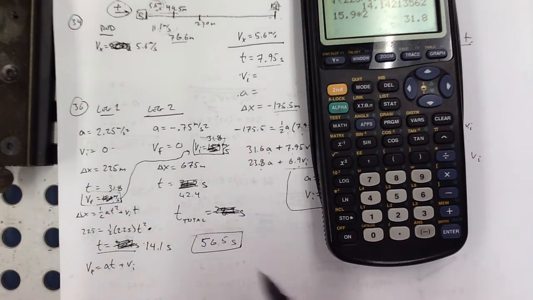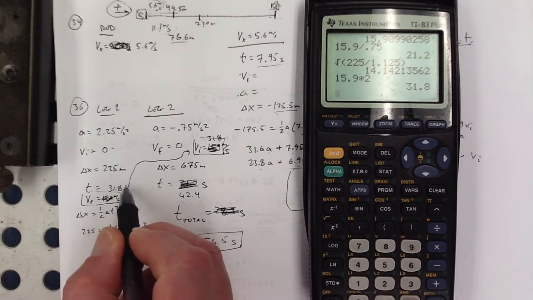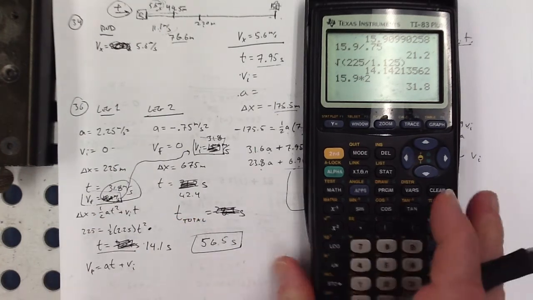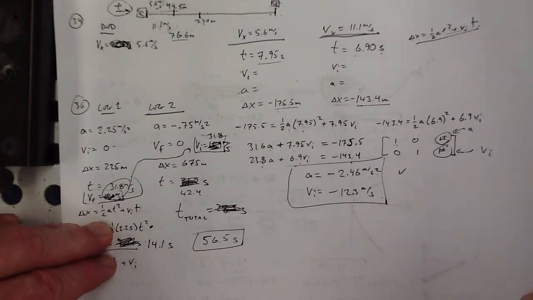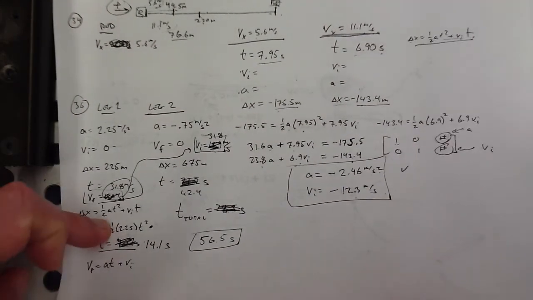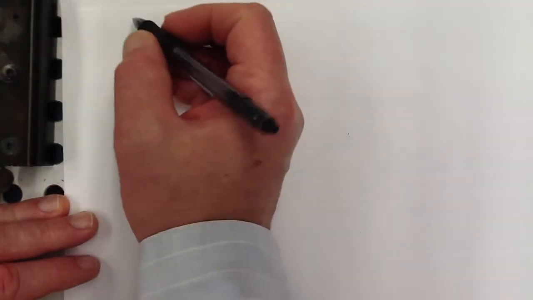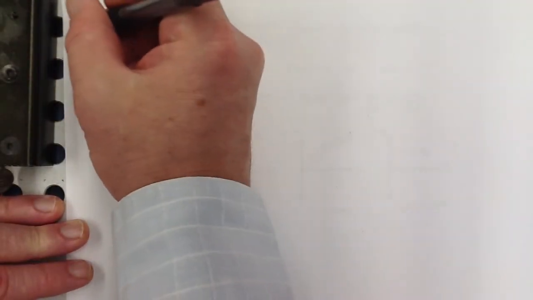That's the total time. And let me just make sure we got the right 31.8 meters per second for the max velocity. Yep, that's right. Sorry about that. Got to be careful with your order of operations. The calculator did exactly what I asked it to do. Human error. Where are we at now? Was that 36? No, 38.